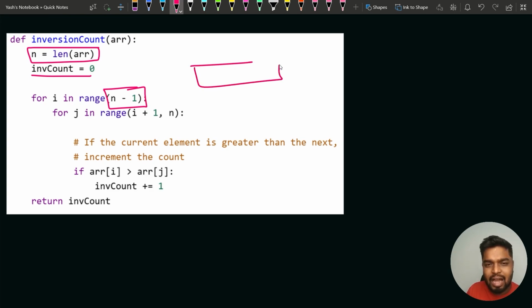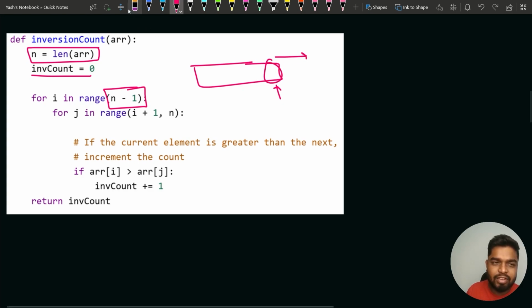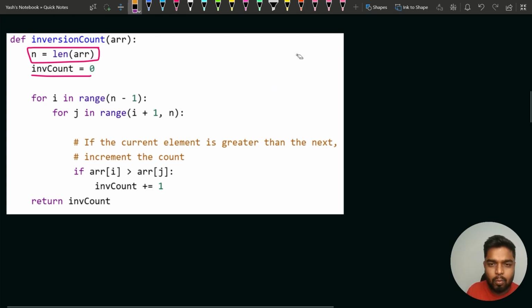Because for the last element there will be no inversion, since there are no elements on the right side. That is why we can run the i loop till less than n minus 1. Then we'll iterate for all the indexes from i plus 1 till the end of the array. For a particular ith element, we'll check all the j elements on the right side.